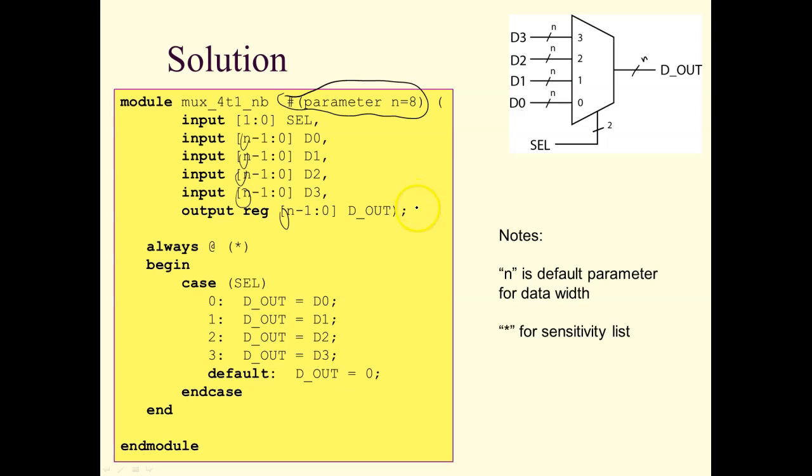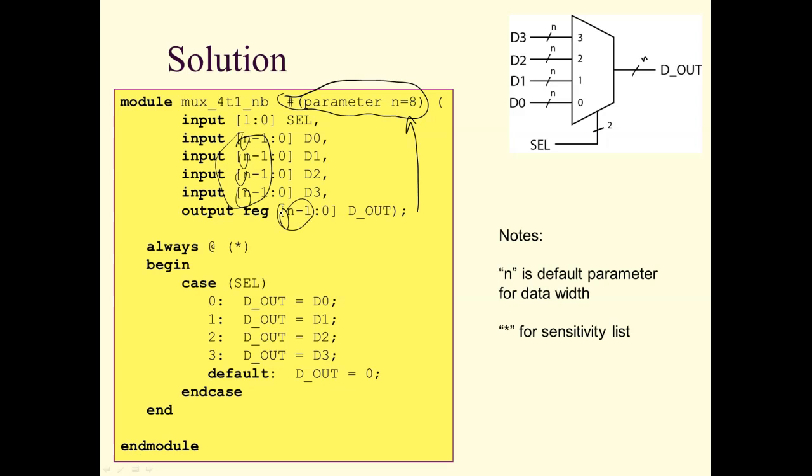When I assign it this way, it defaults to 8 bits. But when I instantiate it, I can actually change that n to anything I want, and you'll see that later. If I don't respecify the parameter, it defaults to 8, but I can respecify it to anything I want. So it's really the same mux, but the data widths are different. And instead of knowing in advance exactly what they are, I'm going to use a variable, which is the parameter.